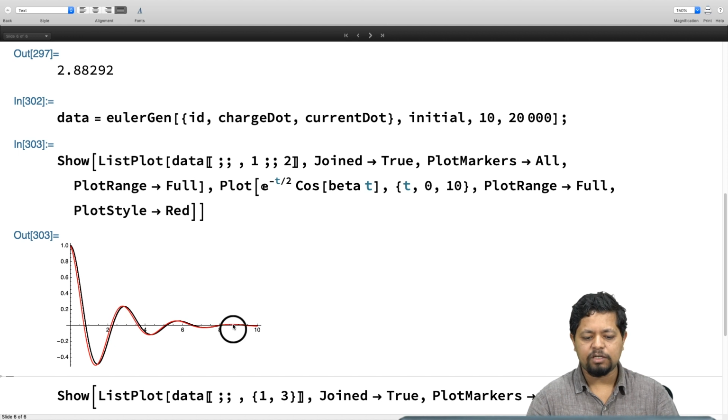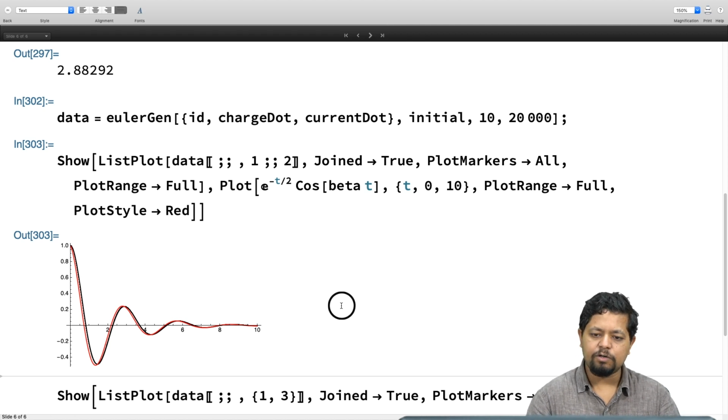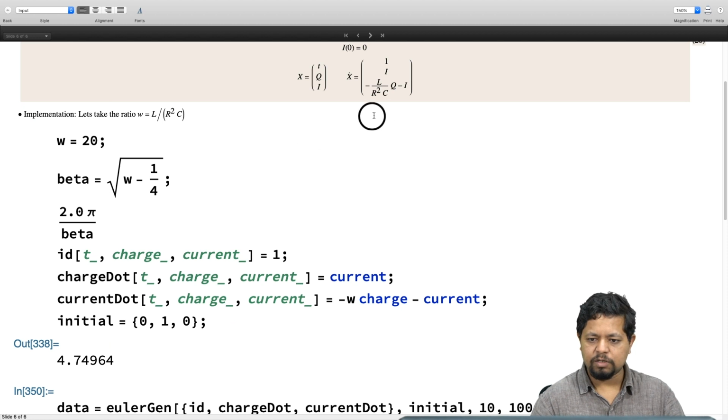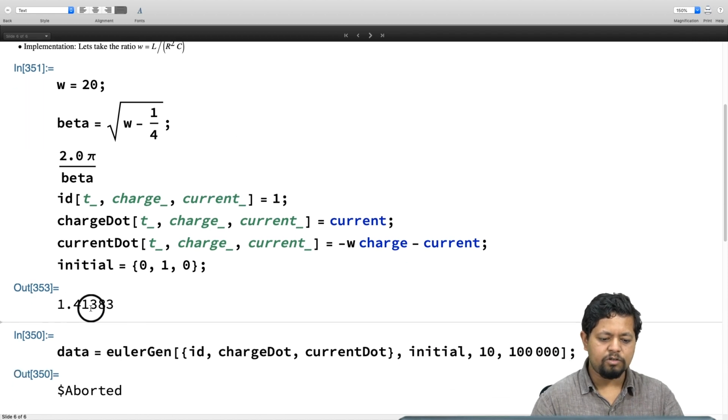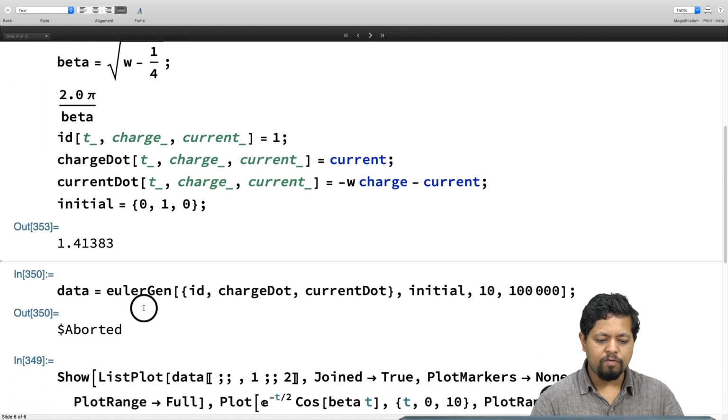It's a good idea to actually check some of the basics while we're doing the computation, so that we know that the computer is doing what we intended it to do. We have not made some sort of mistake. When W is 20, L by R square C is 20, so therefore the R is going to be very, very small, and as a consequence the resistance is small. That means I should have lots of oscillation, and you see the time period reduces down to 1.41.